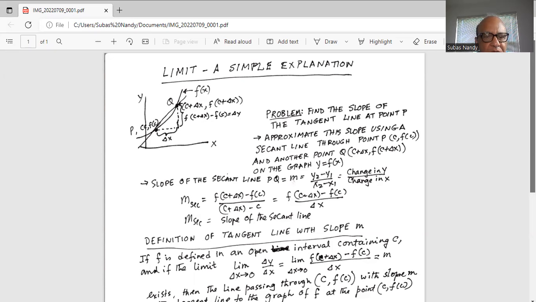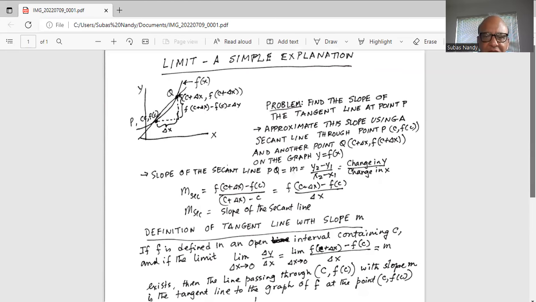So m, or the slope of the secant, m secant, is equal to y2, which is f of c plus delta x, that is the value of the y coordinate at the point Q, minus the value of the y coordinate at point P, which is f of c, divided by the x value at Q, which is c plus delta x, minus the x value at point P, which is c. So it finally reduces to the slope of the secant line is equal to f of c plus delta x minus f of c divided by delta x.